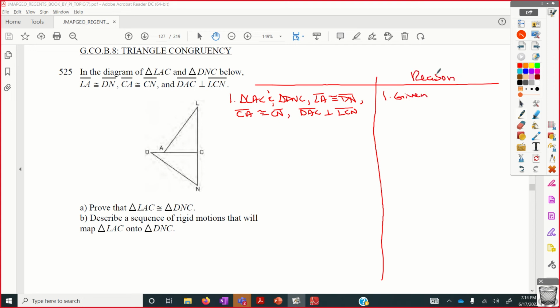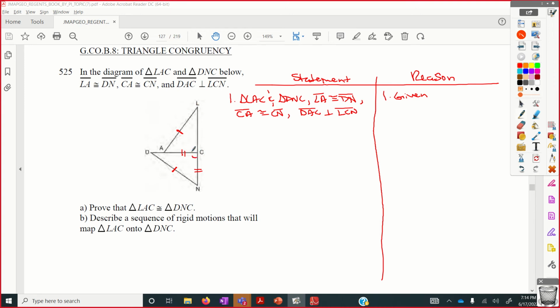Remember, you don't get points for setting up the proof with the statements and the reasons and the givens, but you have to make sure you get this in order to get the full credit. You can get points just by getting one statement and reason correct. So make sure you're going through the givens, looking for keywords, marking things on your diagram. LA, DN, CA, CN. And then we have DAC.